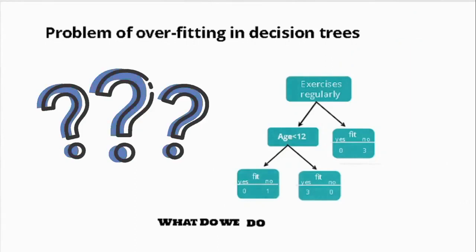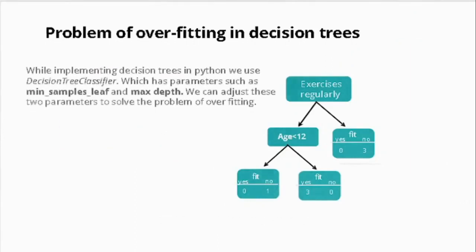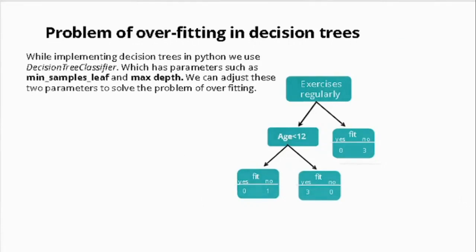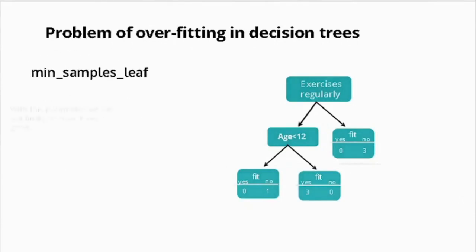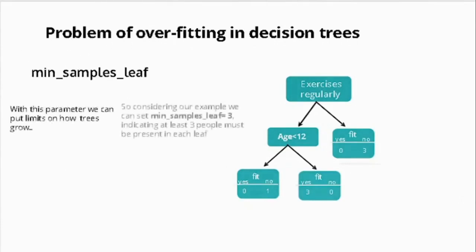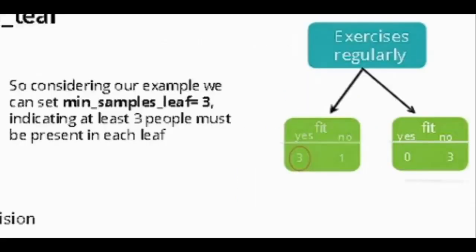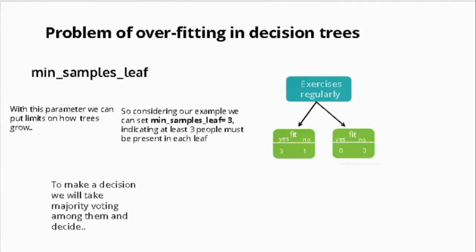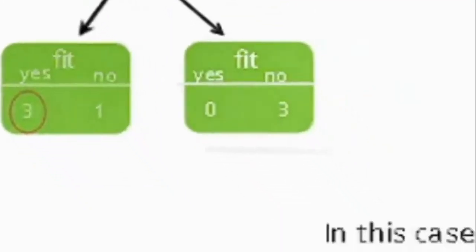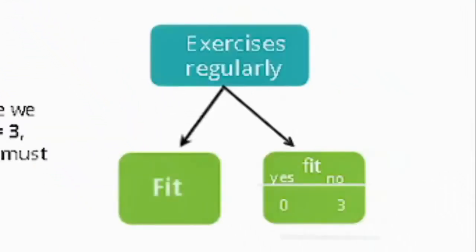What do we do now? While implementing decision trees in Python, we use the decision tree classifier instance, which has parameters such as min_samples_leaf and max_depth. We can adjust these two parameters to solve the problem of overfitting. So with the first parameter, min samples per leaf, we can put limits on how trees will grow. Considering our example, we can set minimum samples per leaf equal to 3, indicating at least 3 people must be present in each leaf. You can see that although we don't have a pure split, we will take a decision by majority voting among them. In this case, we have a majority of yes votes, so the final output will be fit.